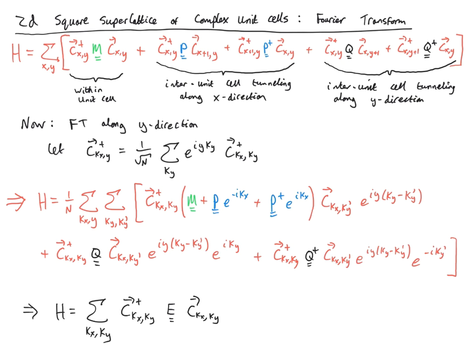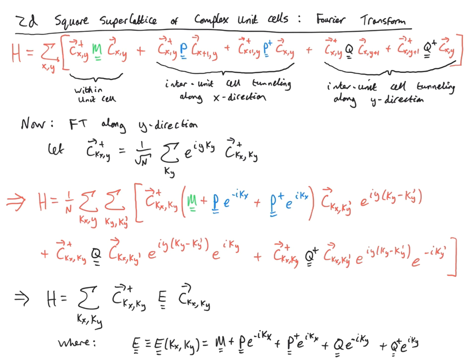What form does E take? Well, let's write it down. And we see that this matrix E is a function of the momenta kx and ky. So the whole matrix depends on kx and ky. Each element of that matrix depends on kx and ky. And it does so through this form.